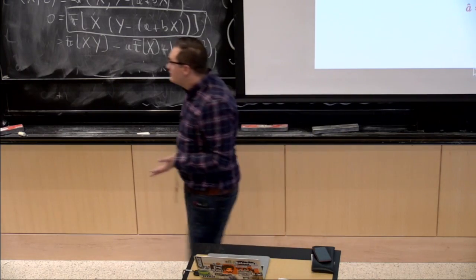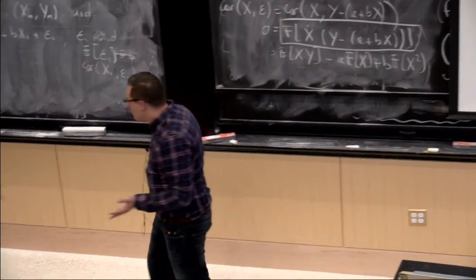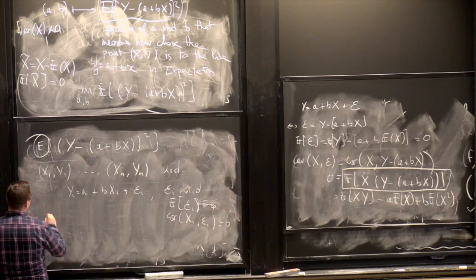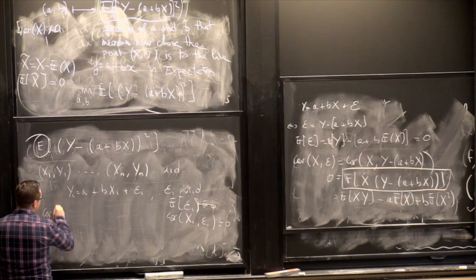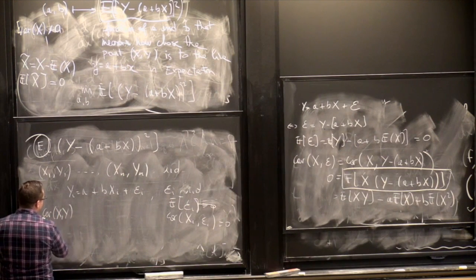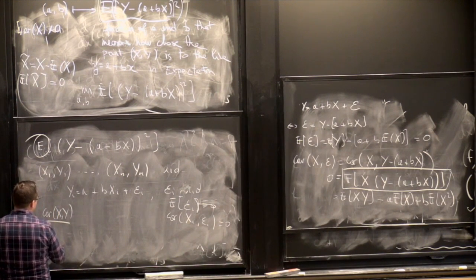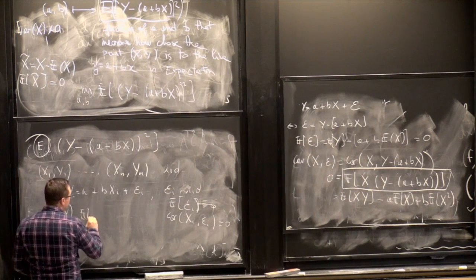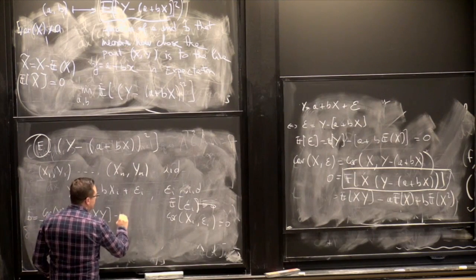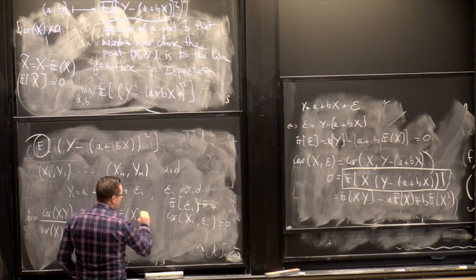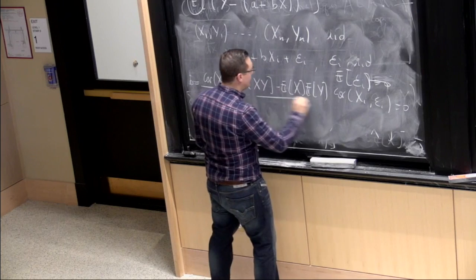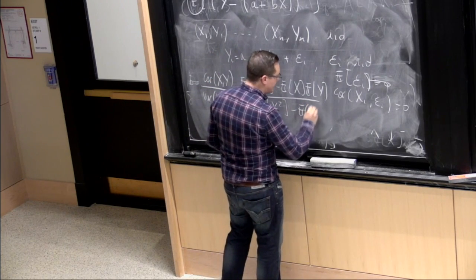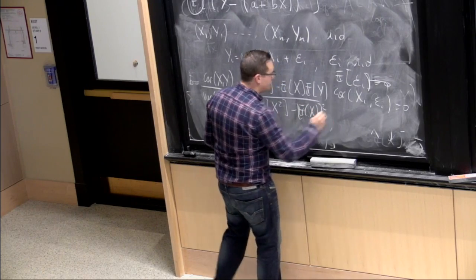And as you can see, it's basically the same thing. Remember what b was: it was the covariance between x and y divided by the variance of x, right? Which I can rewrite as the expectation of xy minus the expectation of x times the expectation of y, divided by the expectation of x squared minus the expectation of x, the whole thing squared. OK?